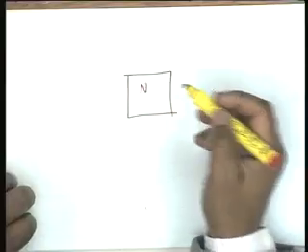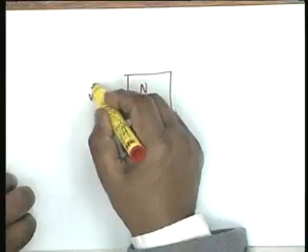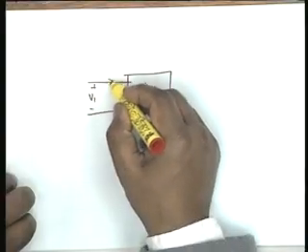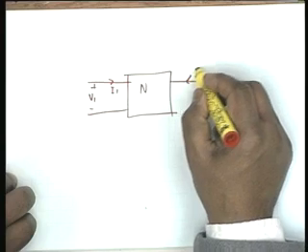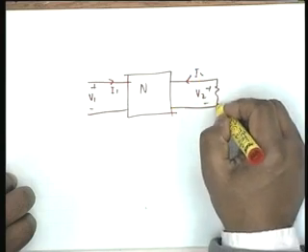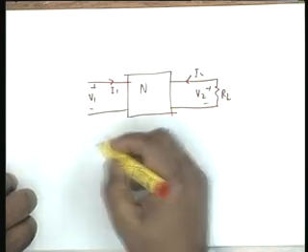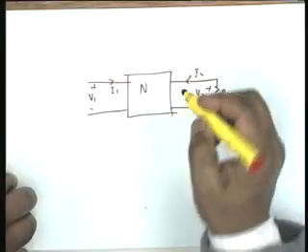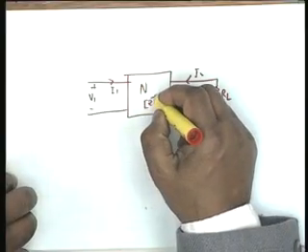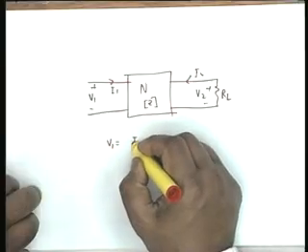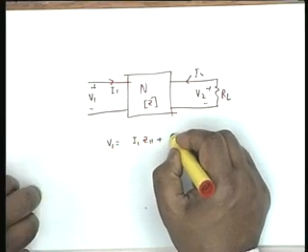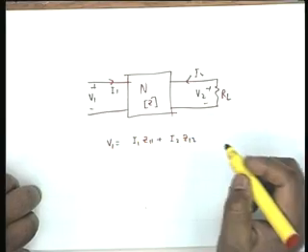I have the network N, V1, I1, V2, I2, and there is a termination RL. So I write the equations, and N has been described by its Z parameters. So I write the equations V1 equal to I1 Z11 plus I2 Z12.